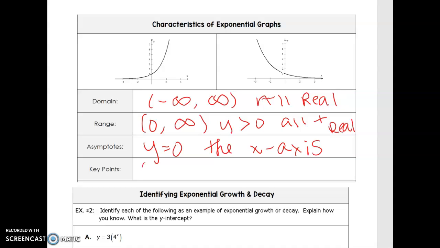Key points here are 0, 1, your y-intercept, and then there are no x-intercepts. Okay, pause that if you need help.